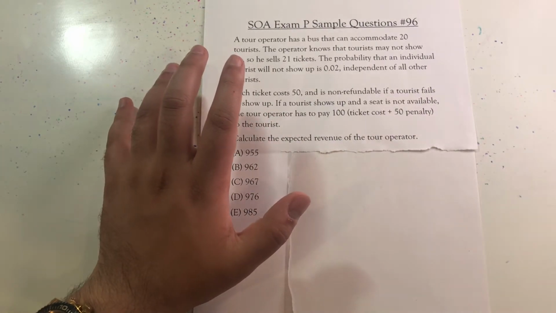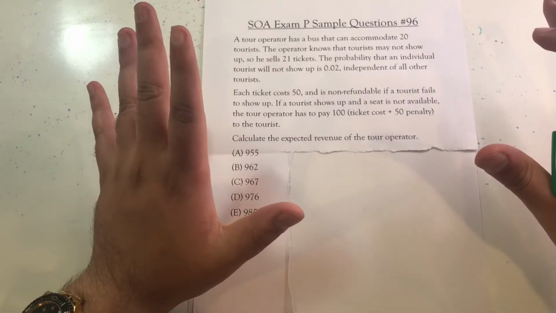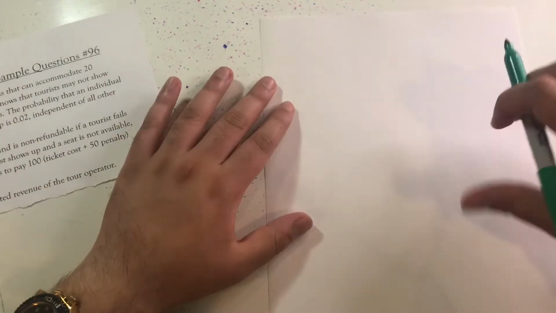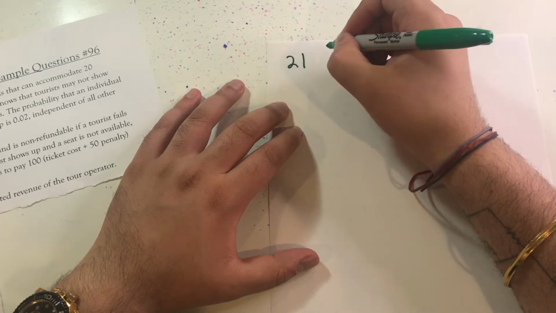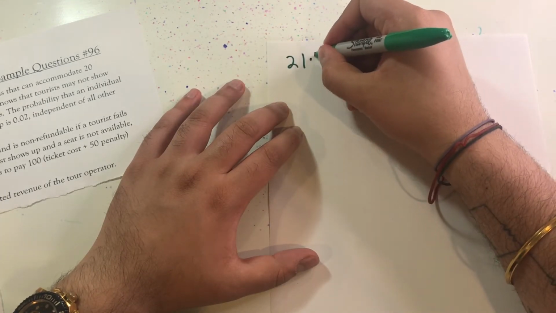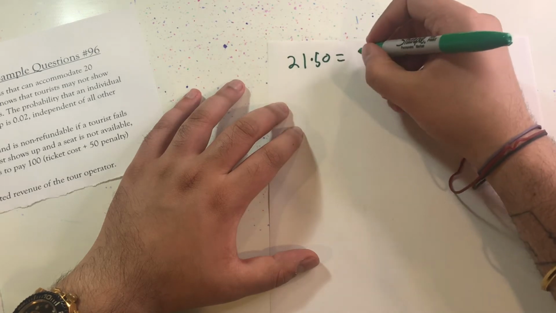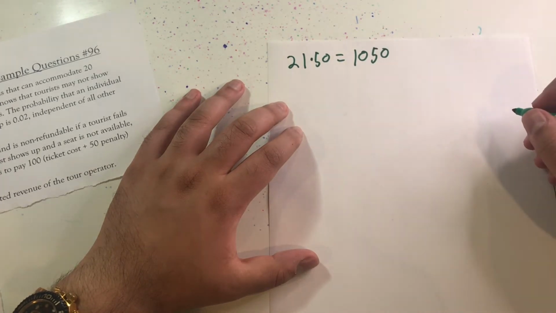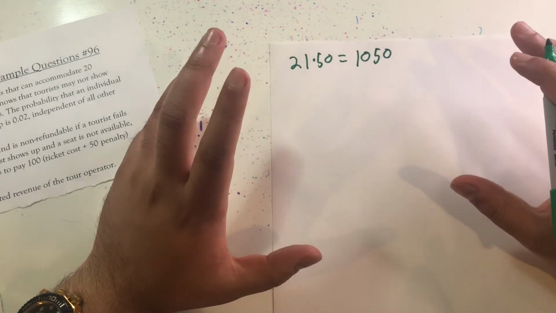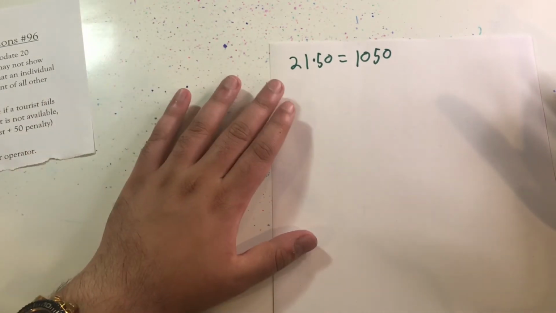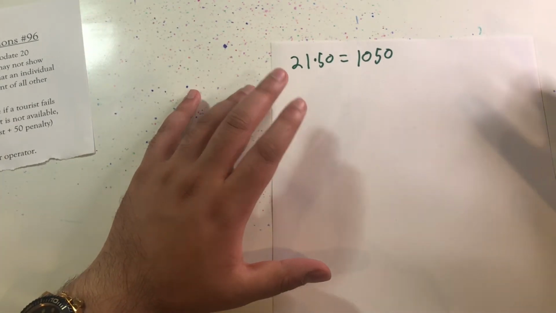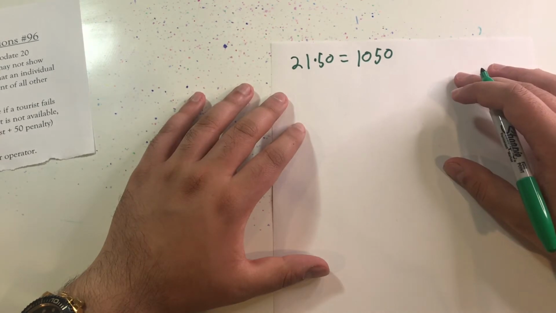So here's what we can set up. Every time he will sell 21 tickets at a cost of $50 each, and that's going to be him making $1,050 for those 21 tickets. However, he might be required to refund $100 to a passenger if everyone shows up, right? But not every time, right? There's a specific probability that everyone will show up.